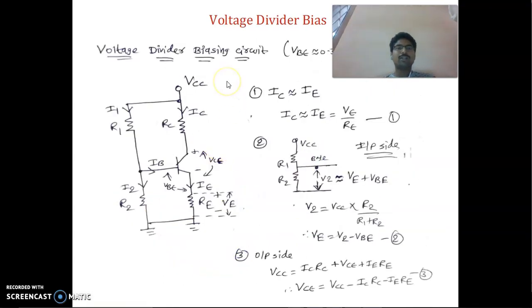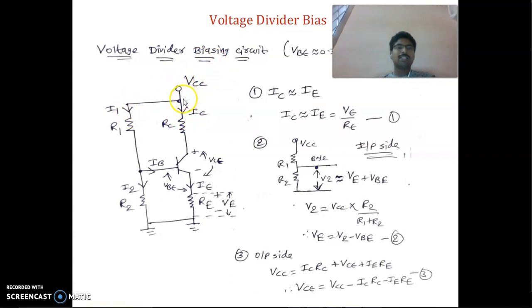Now we will see the IC and VCE for the voltage divider bias circuit. Here we have considered the NPN transistor. For the emitter we have connected one resistor, emitter resistor RE, for the purpose of stability, and we have taken R1 and R2, two resistors, for the voltage divider purpose, and at the collector we have taken the RC resistor.